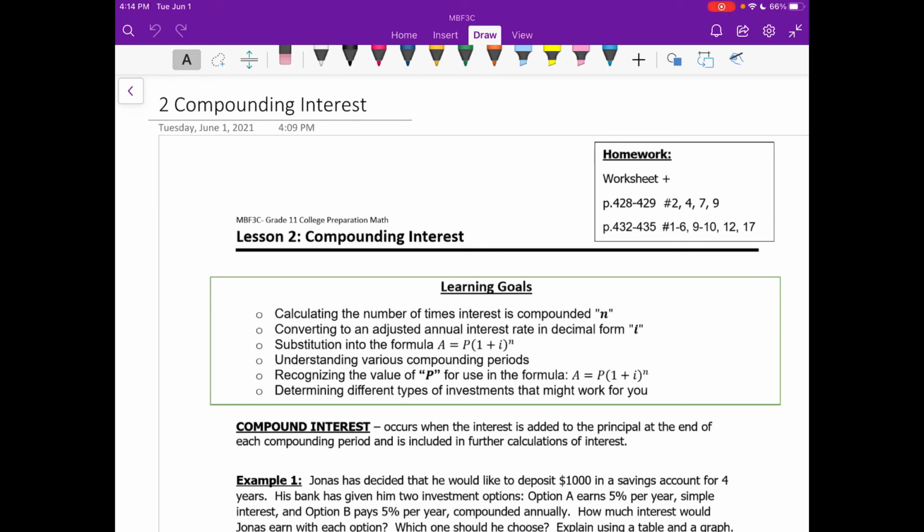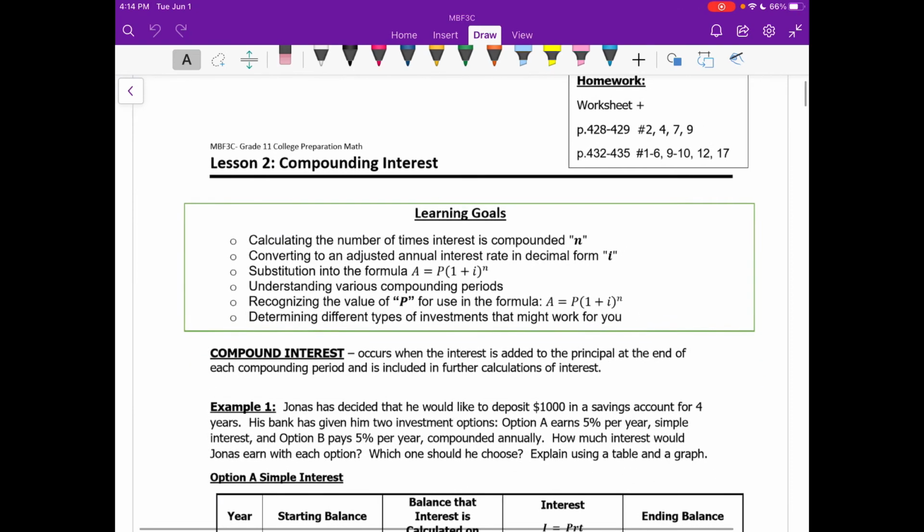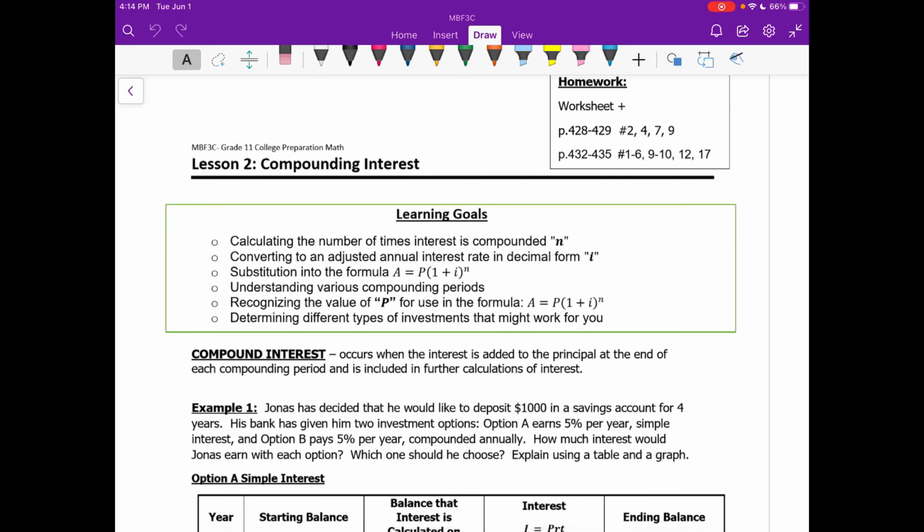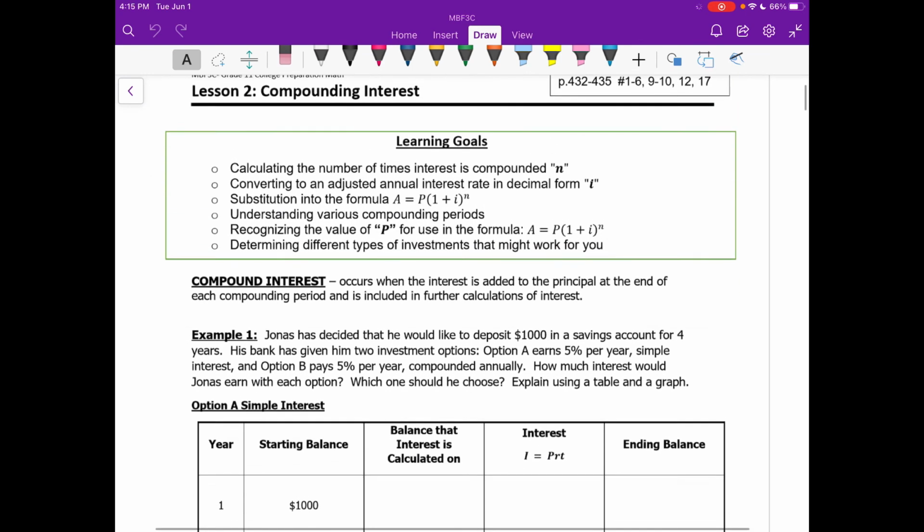Hey class, so we're going to go over lesson 2 today, which is compounding interest. So we already talked about simple interest. Compounding interest is interest that is compounded at a regular interval. So we'll talk about what that means and how it might be better or worse to invest in a compounding interest account than a simple interest account.